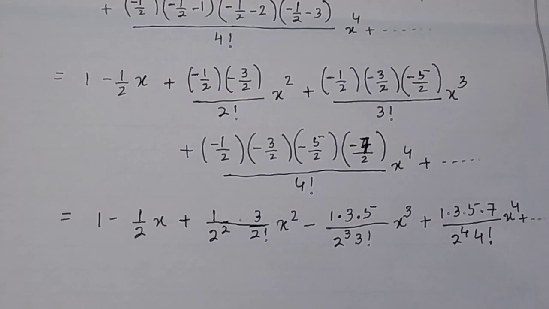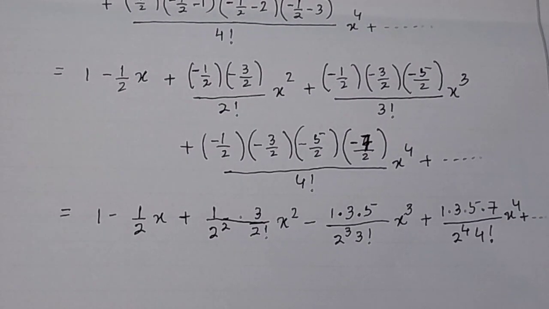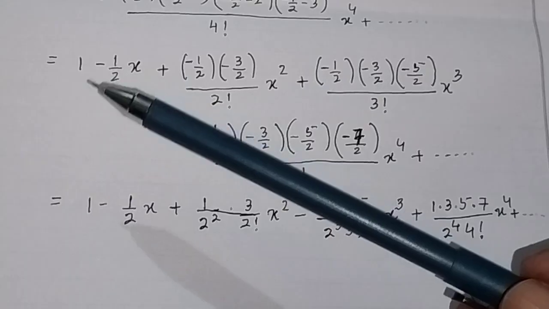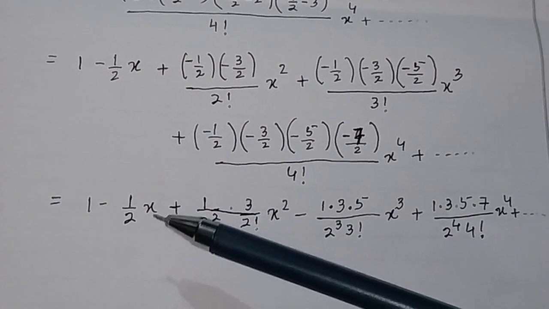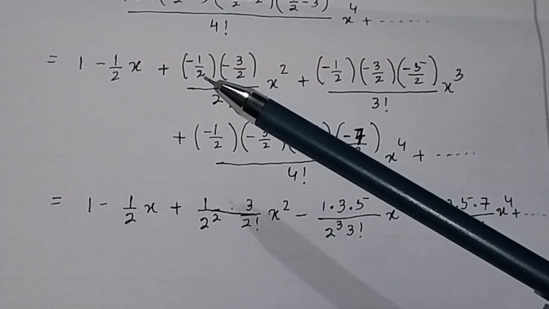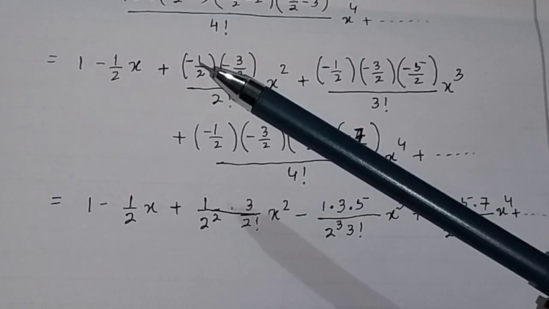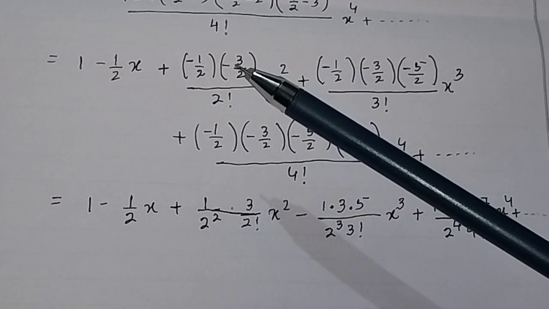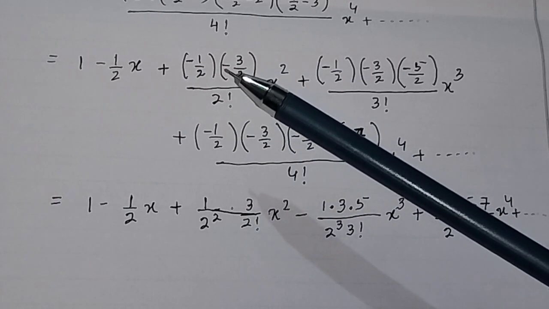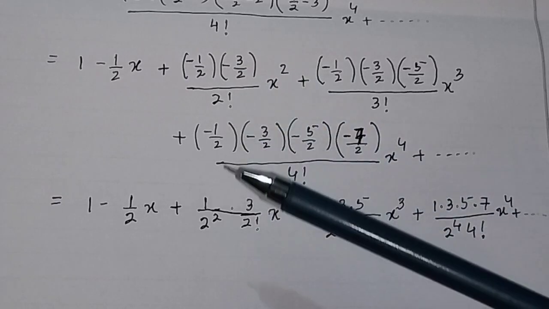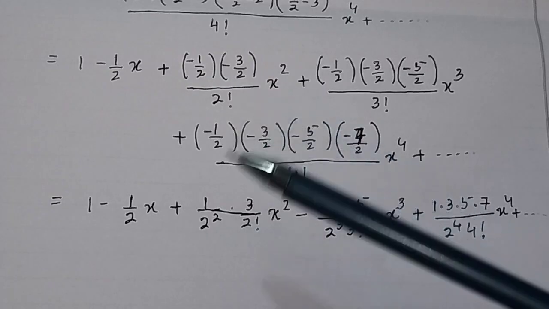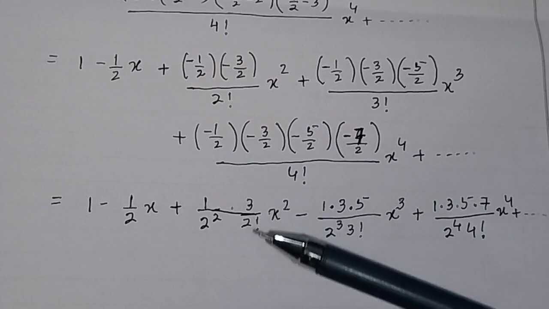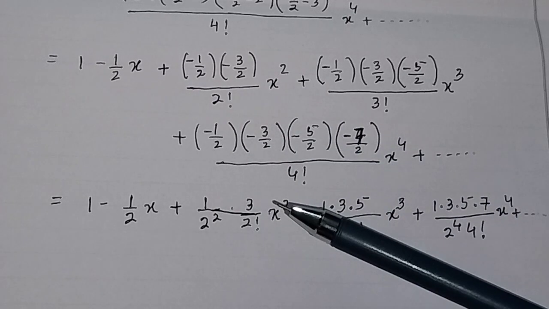If you solve this equation, you see the first term will be equal to 1 and the second term will be equal to minus half x. And what will be the third term? You see the third term is equal to minus 1 into minus 3, minus minus is plus, so 1 into 3, and in the denominator 2 square, so 2 square into factorial 2 into x square.